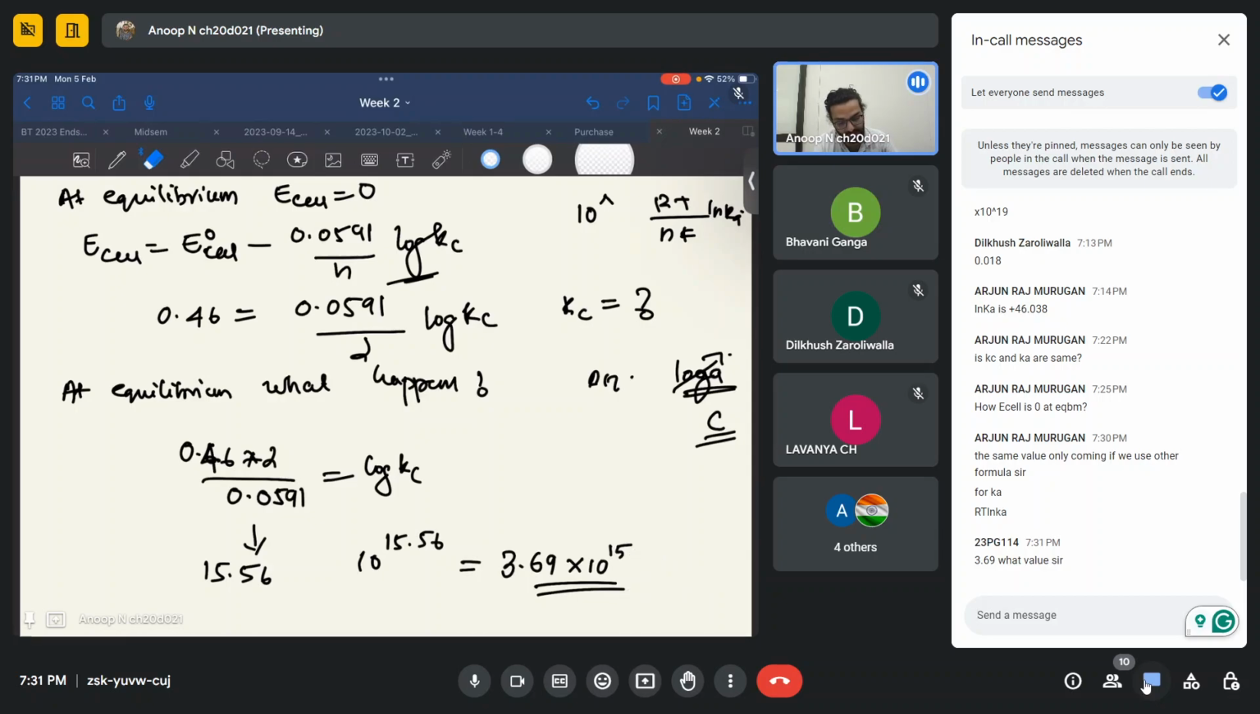Is it clear? So the delta G relations will come into picture. Delta G is equal to 0 at equilibrium.